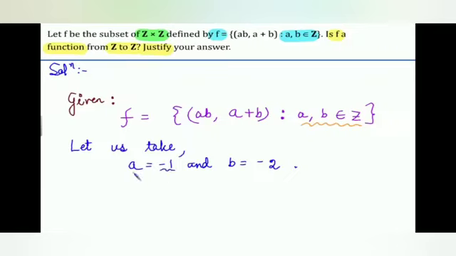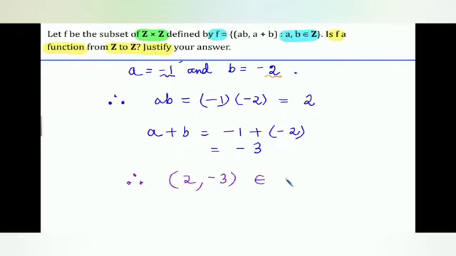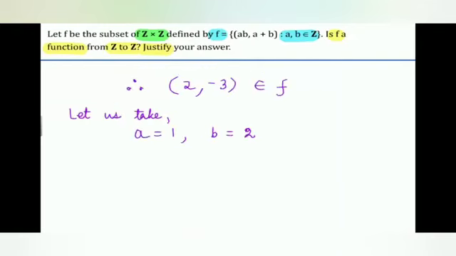Let us take a = -1 and b = -2. So a into b, -1 into -2, is equal to 2, and a plus b, -1 plus -2, is equal to -3. So the ordered pair (2, -3) belongs to f.